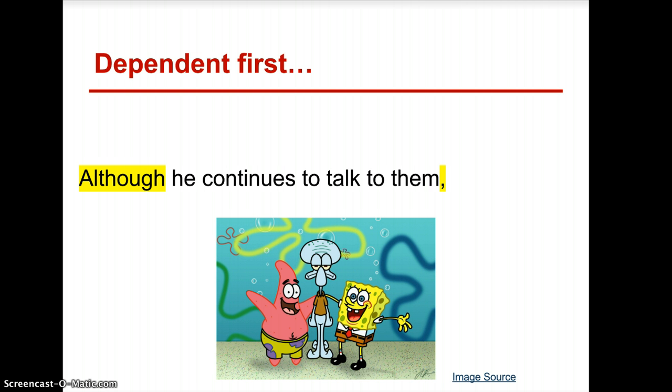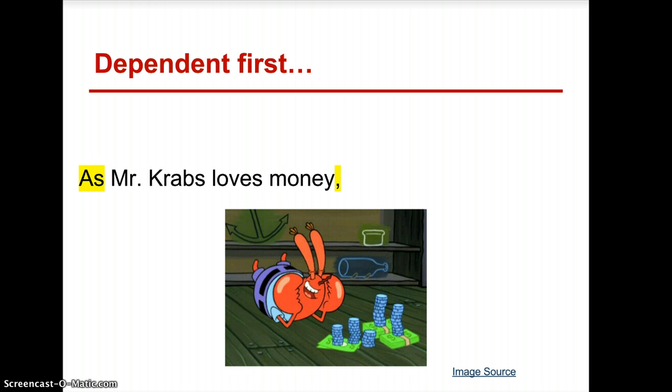So you need to notice that subordinate conjunction first, comma after. The next example, although he continues to talk to them. Although is a subordinate conjunction. You need a comma at the end of the dependent clause. What's missing at the end is the independent. Once you have them both, you have a complex sentence. You can see Squidward is looking rather grouchy. As Mr. Krabs loves money, as is a subordinate conjunction. The comma is at the end of the dependent clause. It's just missing the rest. You can tell we're sticking to the SpongeBob theme. I think today will probably be the last day. Some of you may be sad.